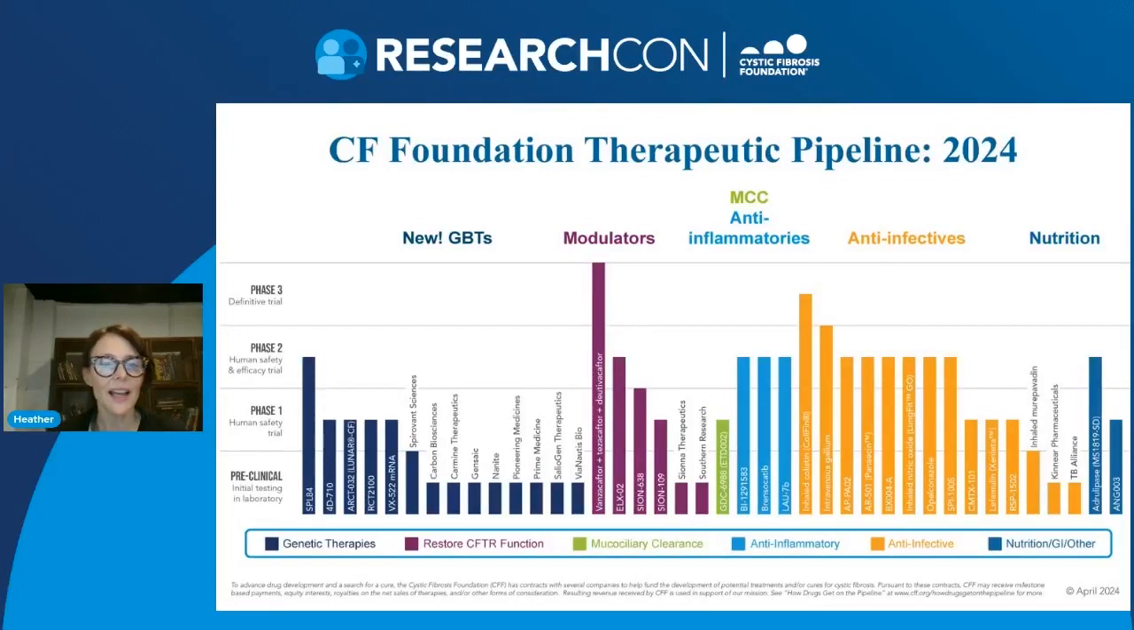So I do want to highlight the CF Foundation Therapeutic Pipeline, and you can explore the pipeline on the Foundation's website, but you can see we have a very robust pipeline exploring many new therapies coming at CF from many different angles. Of course, the new genetic-based therapies, you can see those are very early phase in the pipeline. We have new modulators that are being studied, anti-inflammatories, anti-infectives, and nutritional compounds.